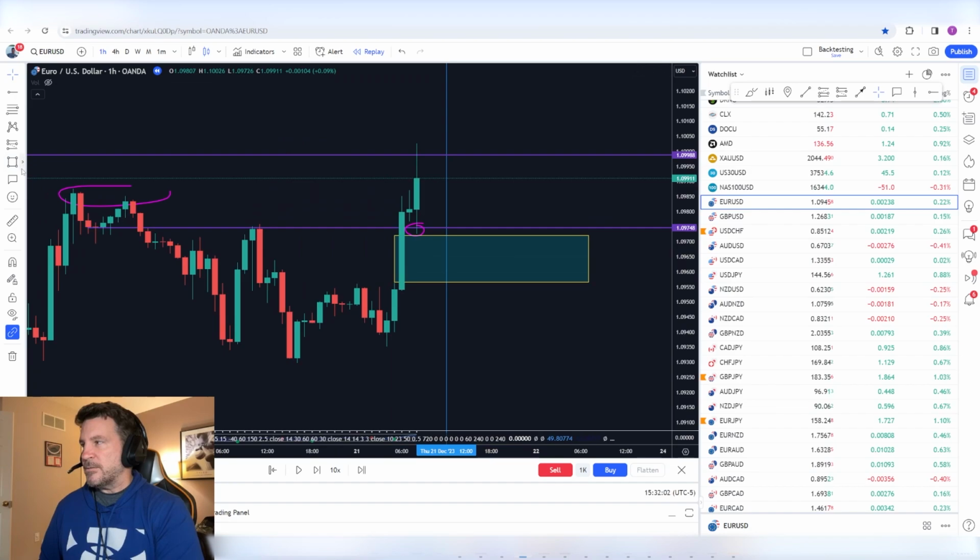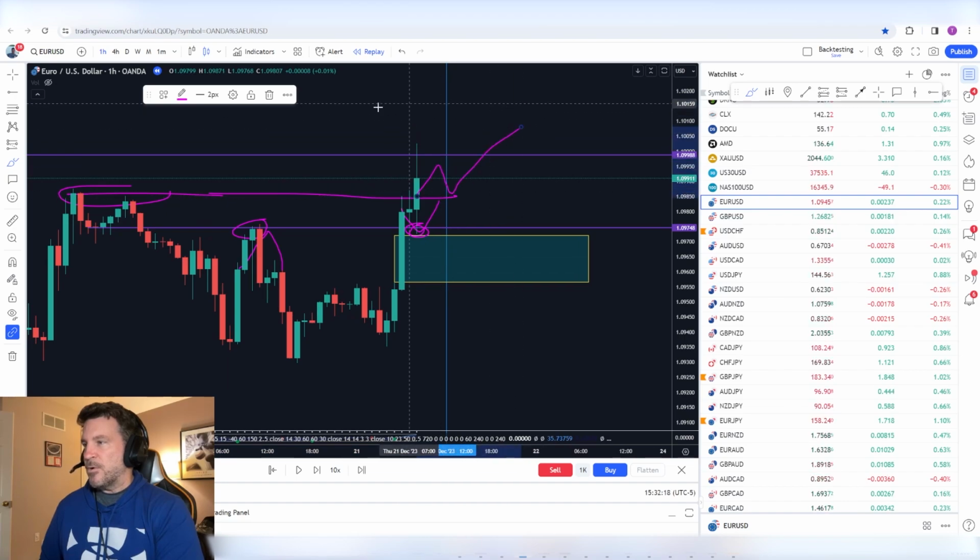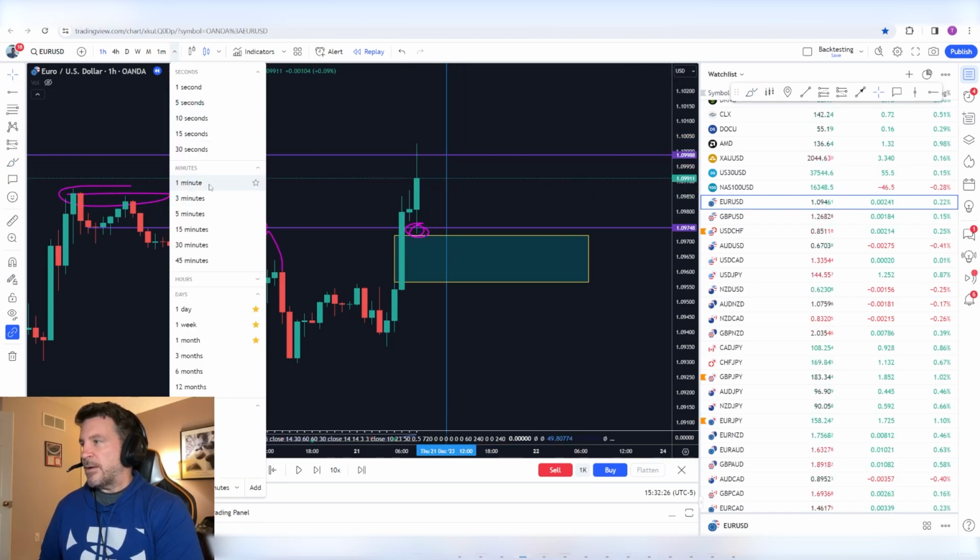Look at this, rejection right there, rejection here. What was resistance is now support. We're through here, so there's a possibility that what was resistance could now be support. So let me just get that out of there, and then we'll drop down on the lower time frames here.